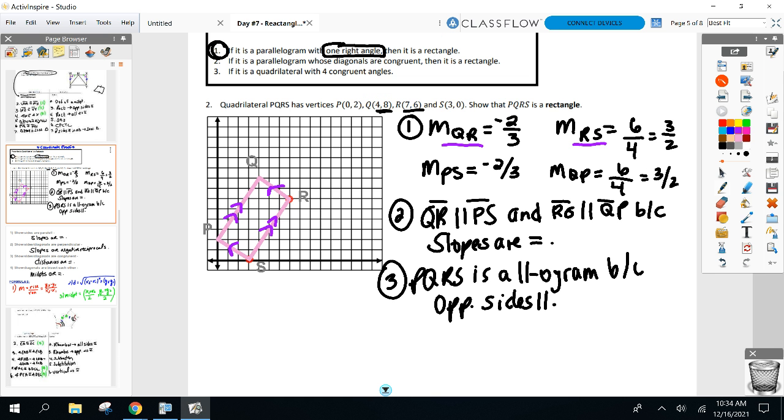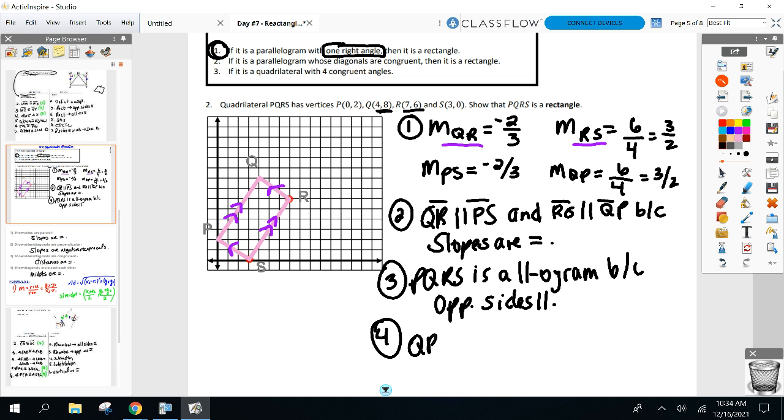So now in step 4, we can say QR and RS are what? What symbol can I put in the middle? They are perpendicular because, not because the graph looks like it, but slopes are negative reciprocals.